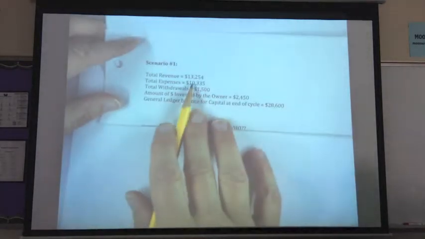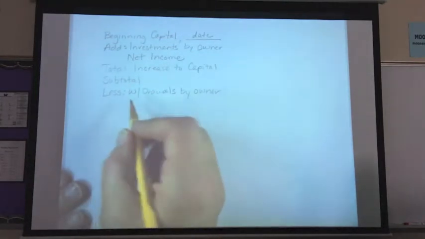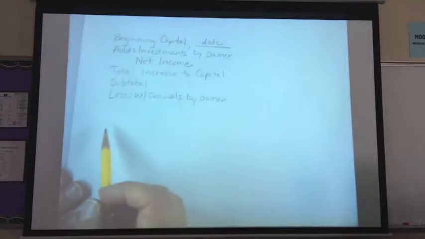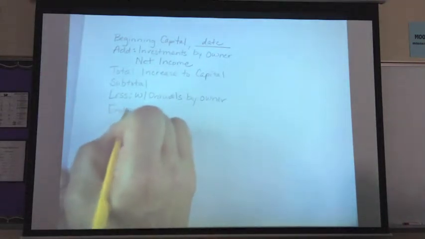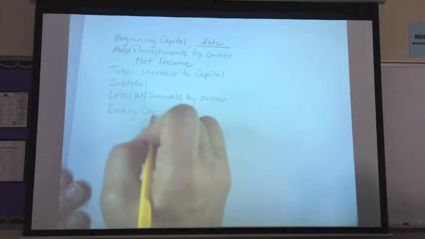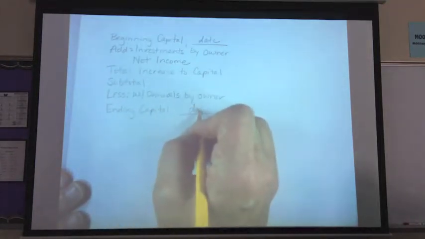Did I have a net loss? Nope, I made more money, so I'm not going to have the net loss. Then do I need the total decrease to capital? Nope. Therefore, I'm going to end with ending capital. I put the last day of my accounting cycle.